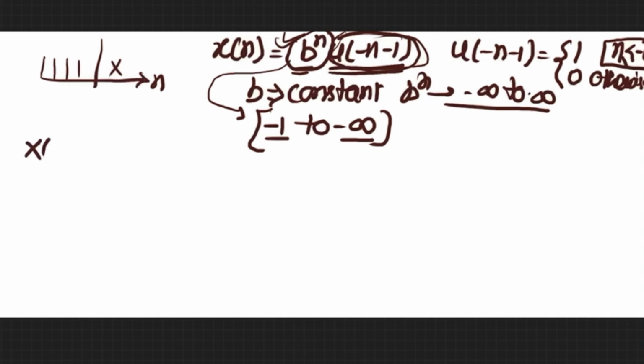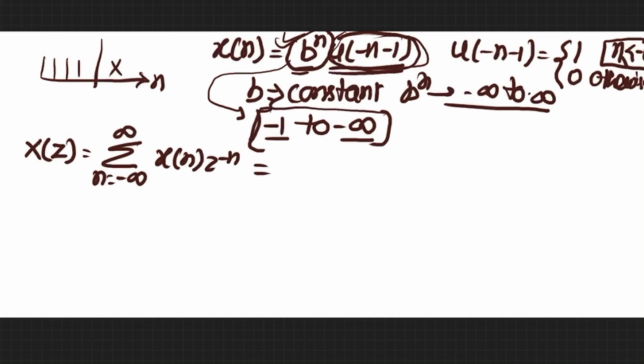Now when we calculate the Z transform, the standard formula is again summation from minus infinity to plus infinity x[n] z to the power minus n. Now our signal exists from minus 1 to minus infinity, so the range of summation is from n equals minus 1 to minus infinity, or minus infinity to minus 1 you can write. It doesn't matter whether you add the signal from start to end or from end to start.